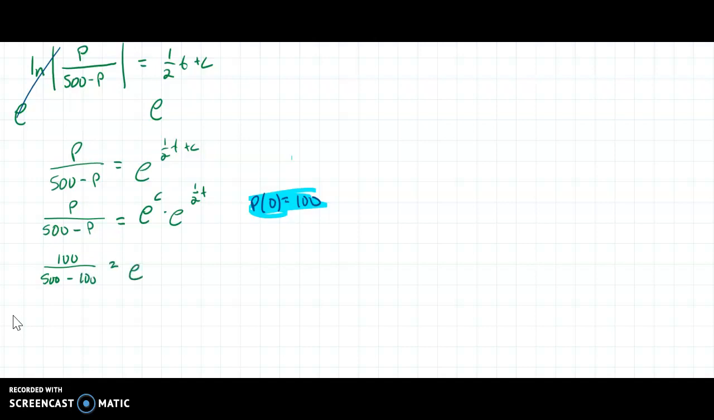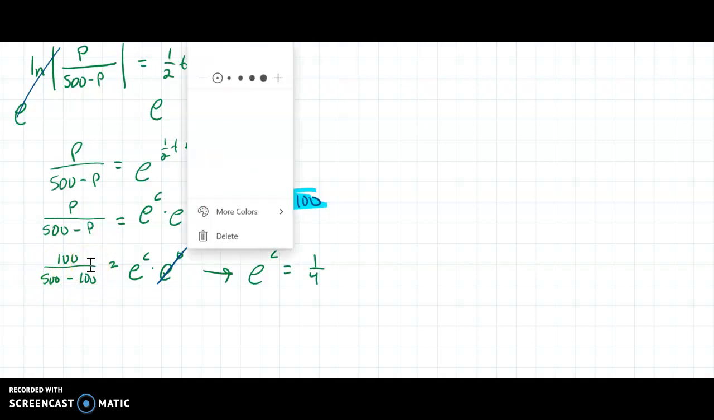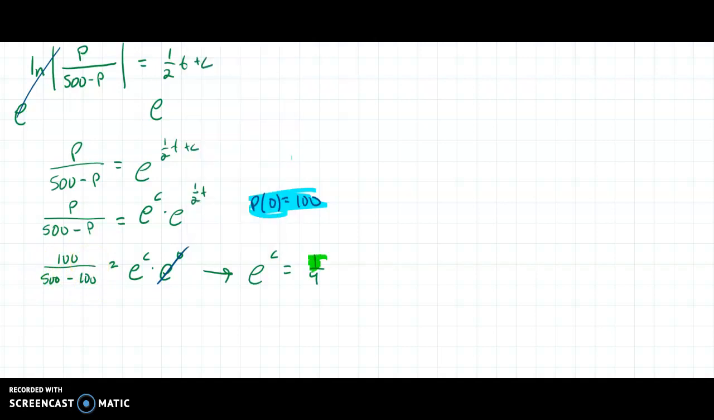100 equals e to the c times, all right, every time I see a t, I'm going to plug in this value of 0. So when I do that, I get e to the 0, which is just 1. So it goes away because it's multiplying. So I get e to the c is this thing. If I write over here, that gives me e to the c is, all right, 100 over 400. That's just 1/4. So that means that this right here is going to replace that right there.